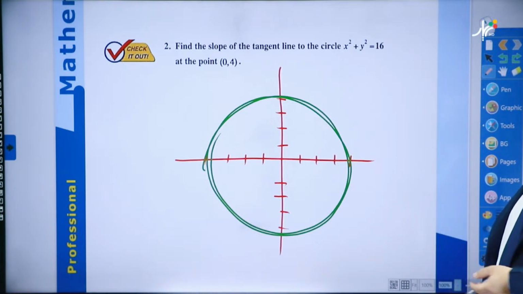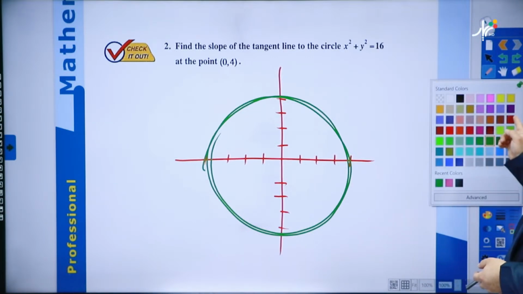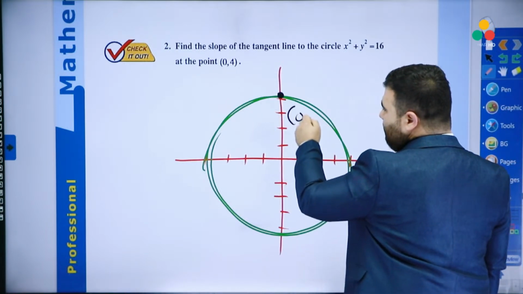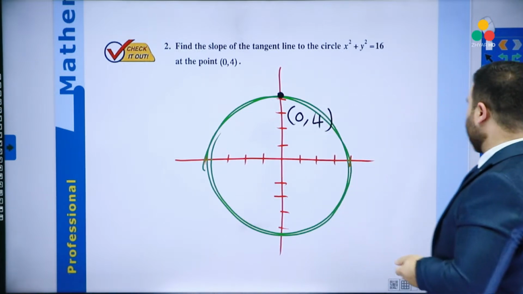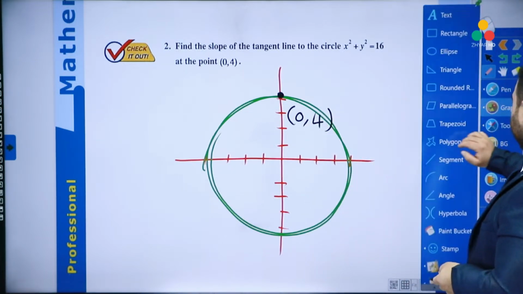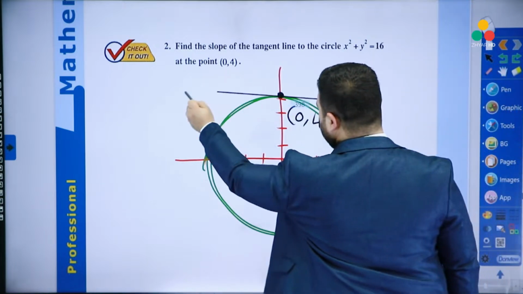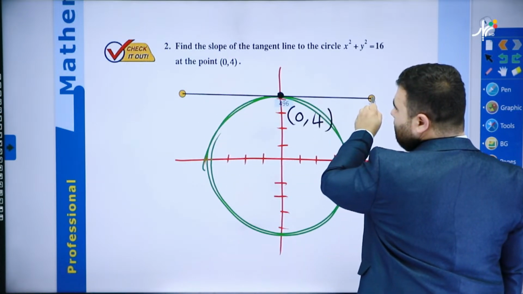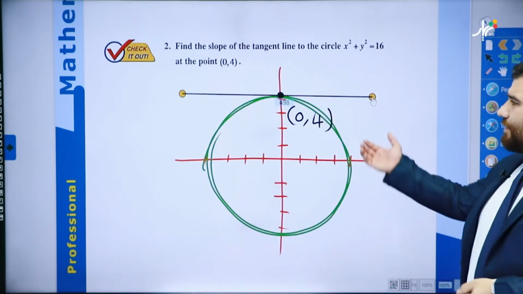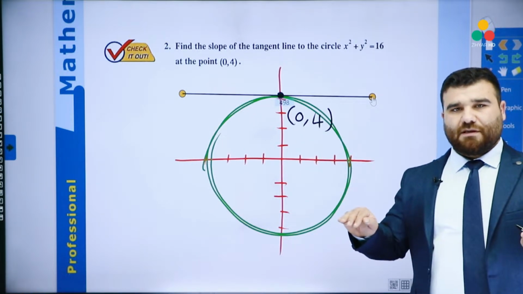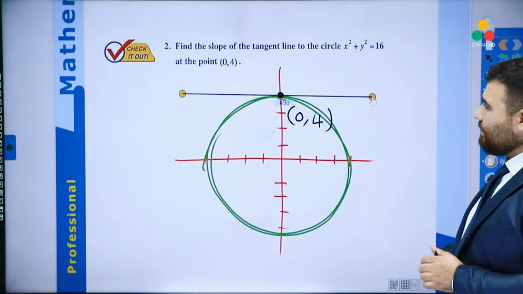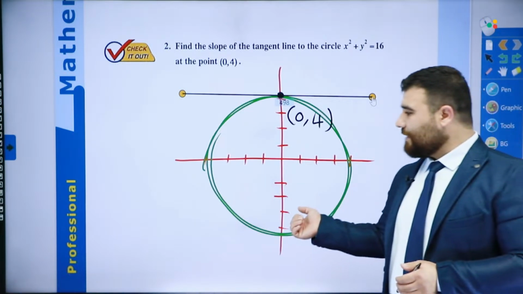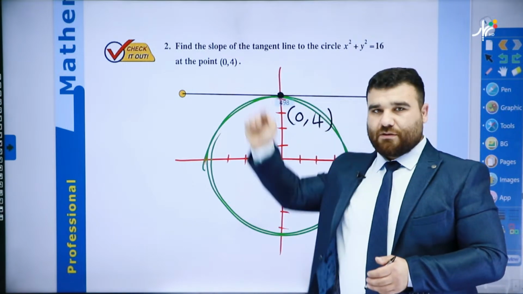Where is the point (0,4)? The point (0,4) is right here. If I draw a tangent line at this point, that's how the tangent line looks. This tangent line is horizontal, and the slope of horizontal lines is 0. Then this is the answer. The slope of a horizontal line is 0. This is why I got the slope of the tangent line of this equation at this point, 0.